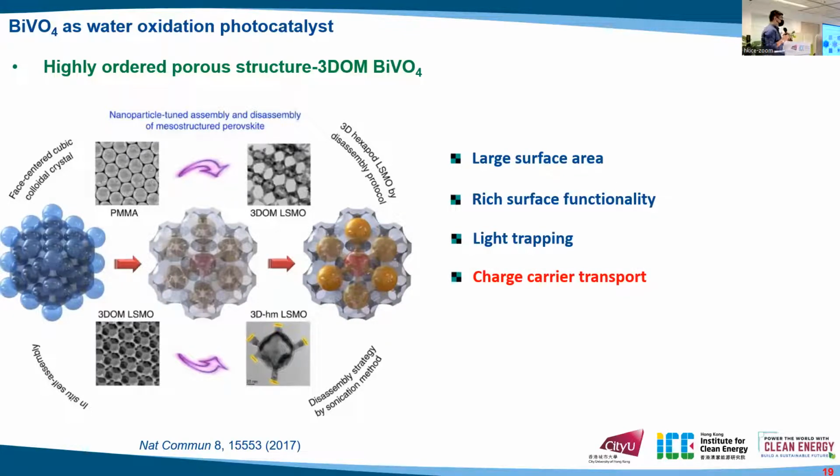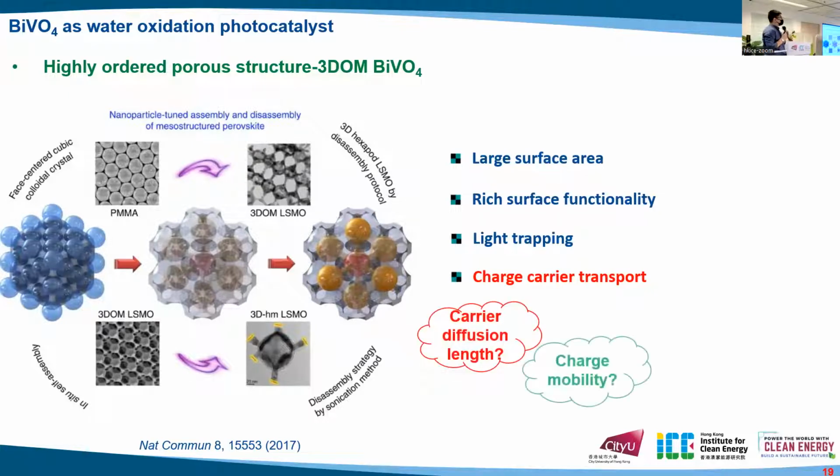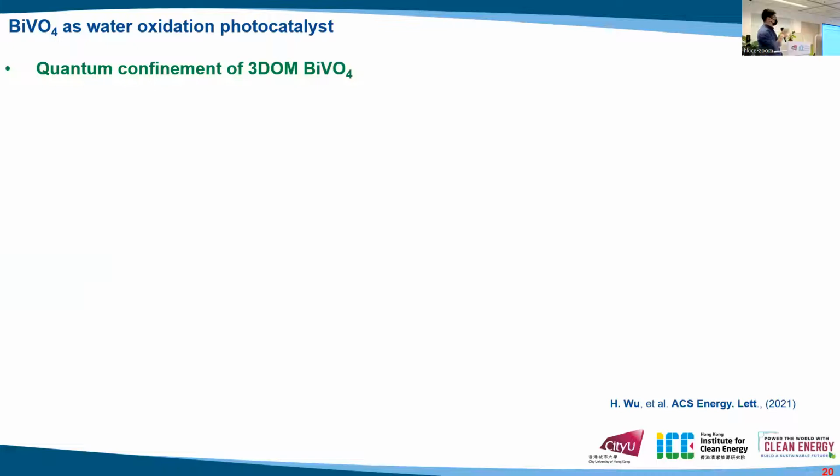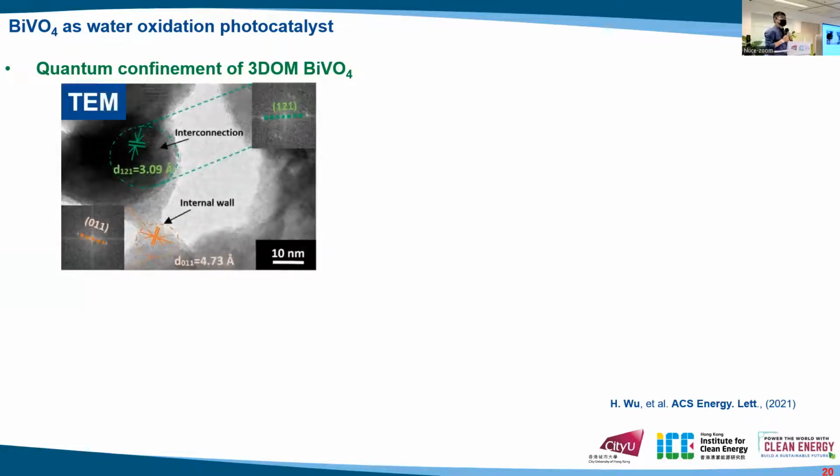However, few reports cover the different intrinsic charge transport properties between the highly ordered porous structured photocatalyst and its bulk counterpart, for example, the carrier diffusion length, charge mobility, and the electron lifetime. So based on that, we synthesized the highly ordered porous structured bismuth oxide. And from the TEM image, there are two unique factors we can notice.